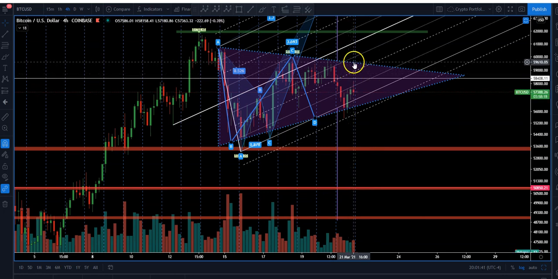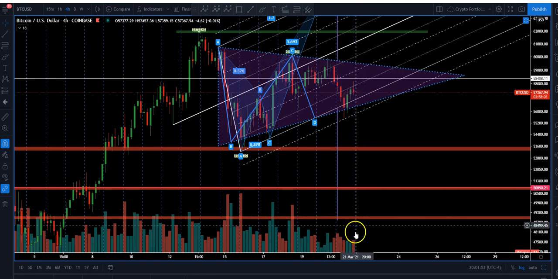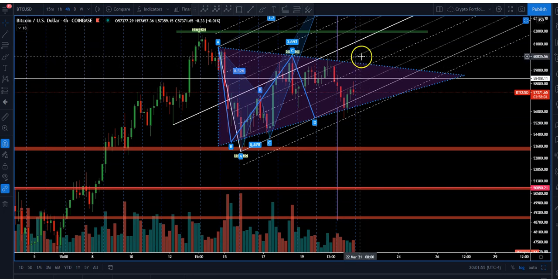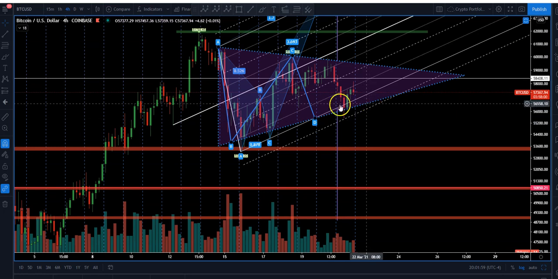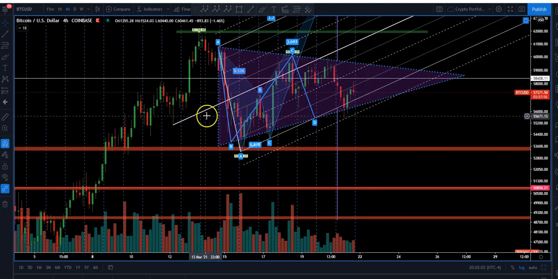So staying within 59.5 is basically staying within this triangle. But once you get to 60,000, you already broke out. So if it gets to 60,000, hopefully you get the volume and we push through 60,000 to get past this and start creating higher highs, because we got higher lows, we just don't have higher highs yet. All right, so that's all for Bitcoin.